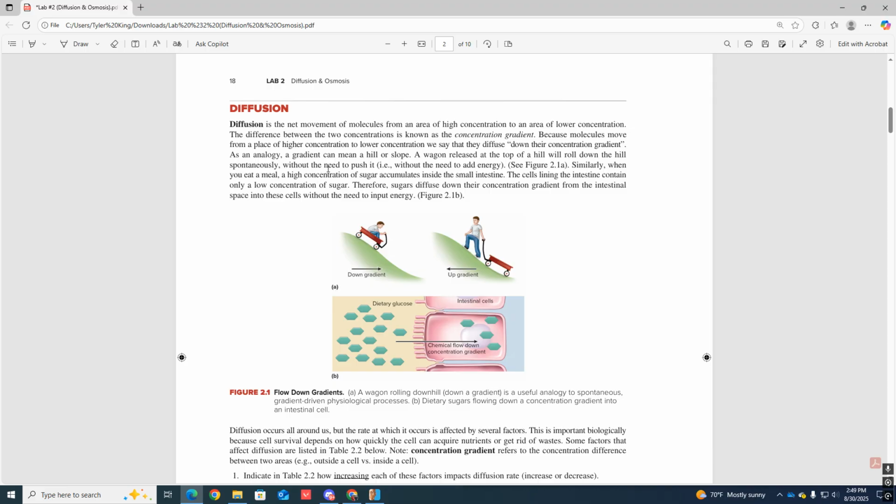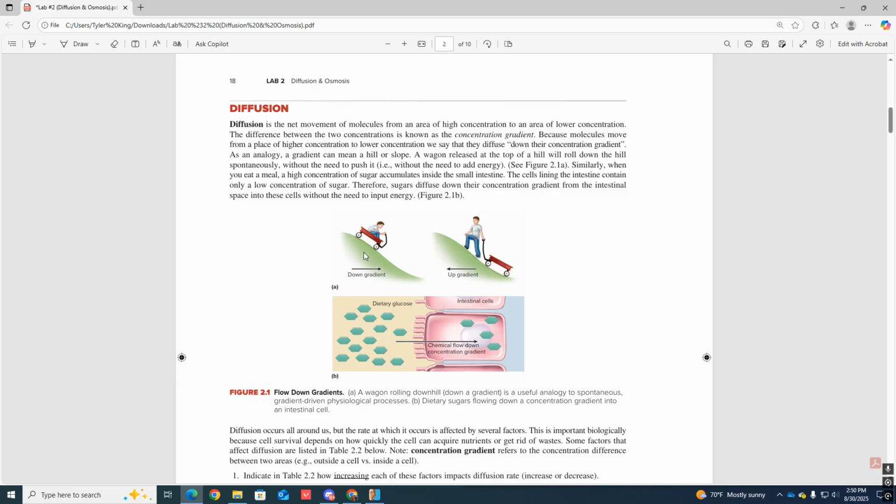As an analogy, a gradient can mean a hill. A wagon released at the top of a hill will roll down the hill spontaneously, right? Because gravity will do that for it without the need to push it down. So, similarly, when you eat a meal, a high concentration of sugar accumulates inside the small intestine. The cells lining the intestine contain only a low concentration of sugar. Therefore, the sugars move down their concentration gradient. Okay, so the sugars will move from that food into the intestinal space without the need of energy. Okay, super easy. All right, versus when you're moving up a gradient, it takes effort.